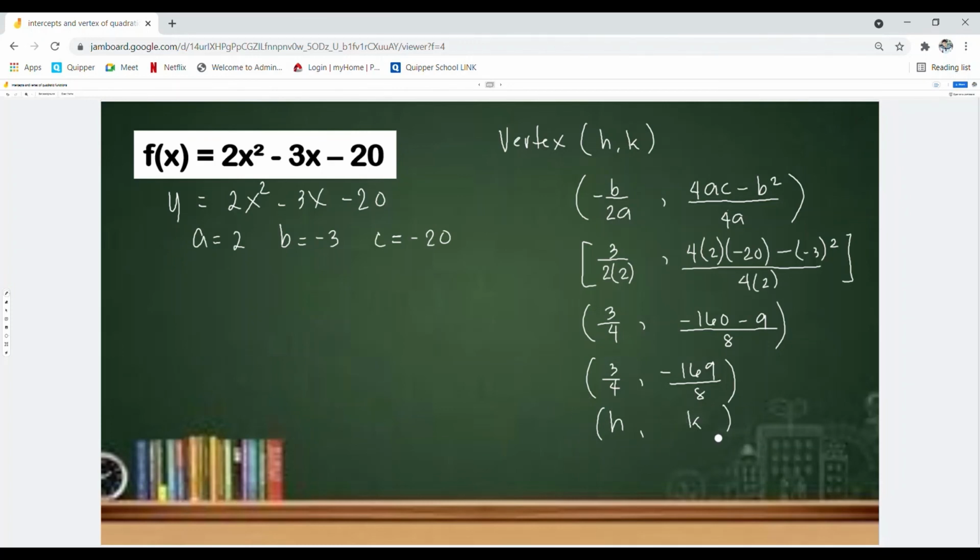But I think that's it. That is how simple it is to find the x-intercepts, the y-intercept, and the vertex using these formulas here. Just check this out. If you substituted correctly, then there's no problem, and you will arrive at the right answer. Putting together 160 and 9, that is 169, so that's it.